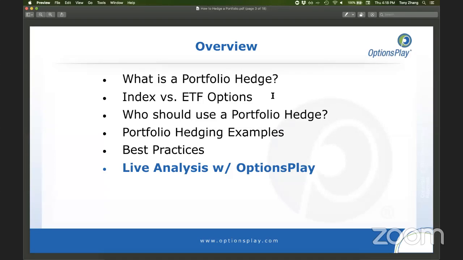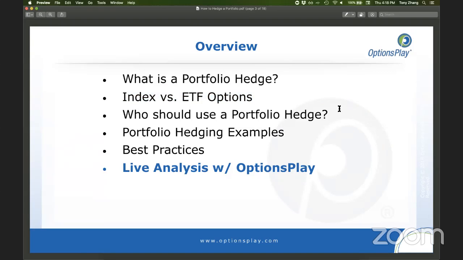Then I'll talk about the different vehicles you can hedge a portfolio with, and the difference between index versus ETF options. Many of you probably have traded ETF options. Some of you may trade index options. I want to talk about the difference and what the benefits of each one are.